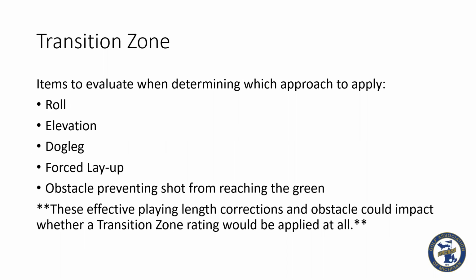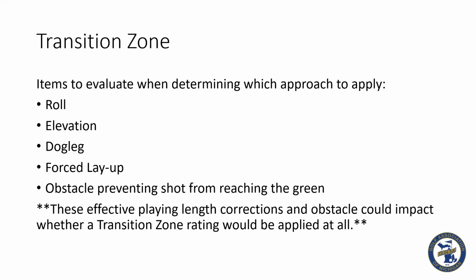So first, before we get to the example, we also have to determine 50%. In determining that, we are going to look at certain things: roll, elevation, dog leg, any forced layups, and any obstacle preventing a shot from reaching the green. So if we have a bunker right in front of the green, then obviously there's very little chance that the golfer gets there because it's going to go in the bunker. Not only can these affect whether it's more or less than 50%, but they could also impact whether we even get into the transition zone at all.